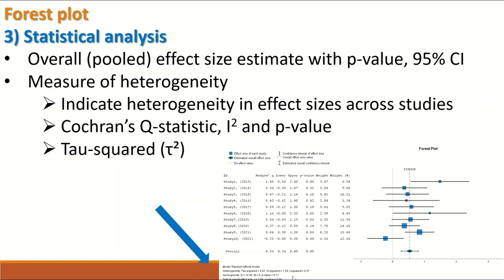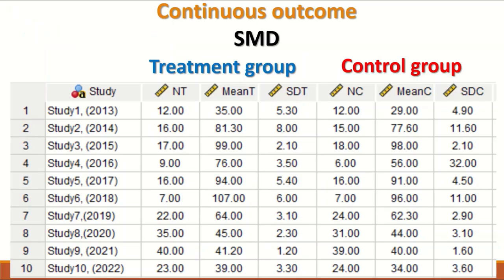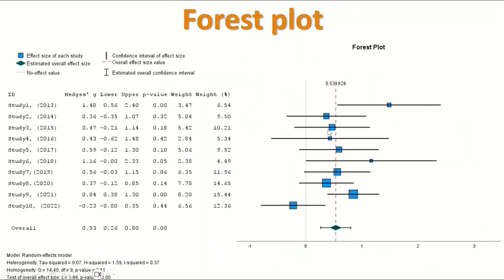The second part shows that there is not a high level of heterogeneity among the results from those several independent research studies, as the I-squared is equal to 37% and the p-value is greater than 0.05. I've inserted here data for 10 studies that have a continuous outcome, and the participants in each study were arranged into treatment group and control group, and the standardized mean difference was calculated, and the forest plot is generated as described here.